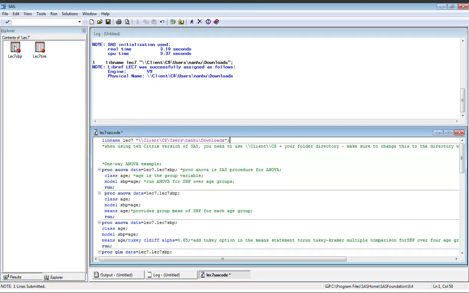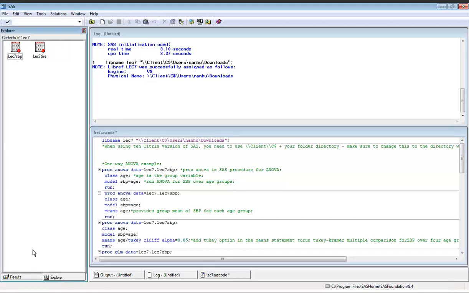So this includes the two data sets we're going to use for the examples. The first one is the systolic blood pressure example. The second one is the tire example for the randomized block design. All right, so it's going to be a little bit slow because I'm using the eLabs version, and also I'm recording this at the same time, so it tends to be very slow.